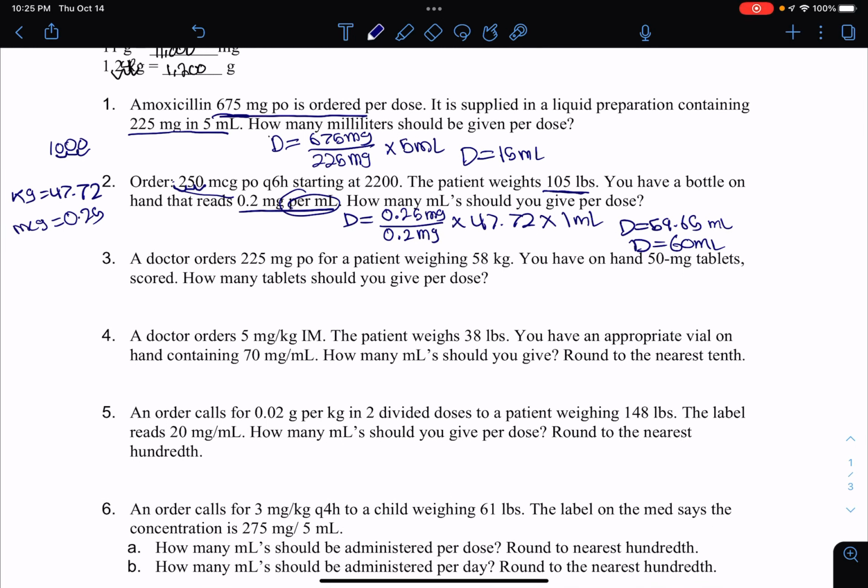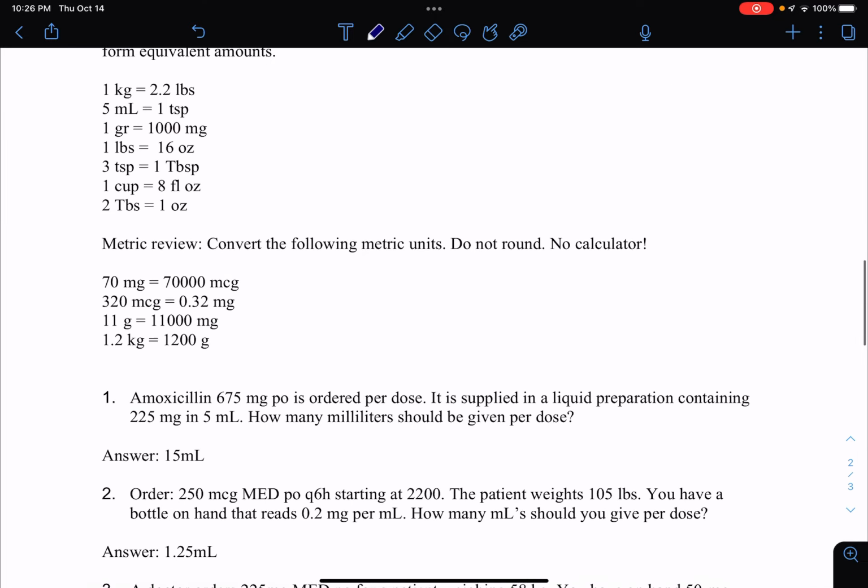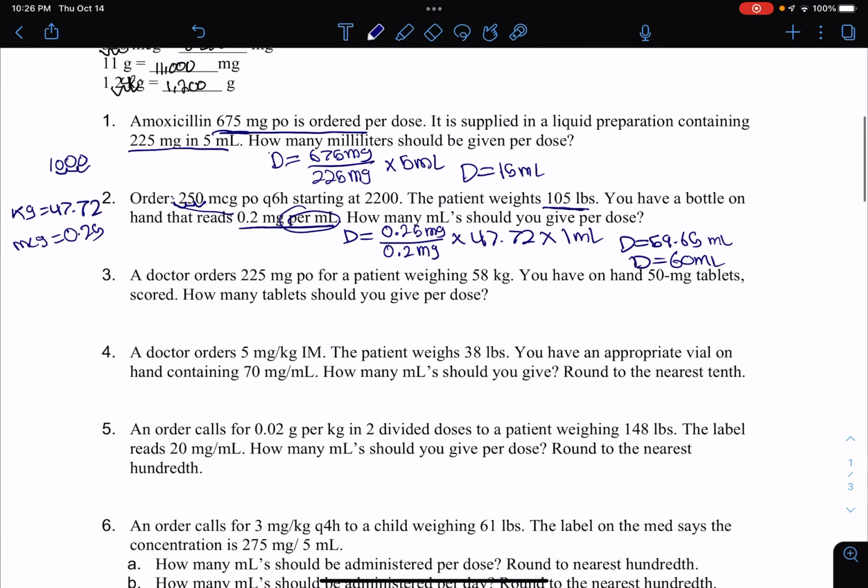A doctor orders 225 milligrams orally for a patient weighing 58 kilograms. Now it's already converted in here. Oh, wait a minute. I actually know what I did wrong for number 2. Essentially, let me double check to make sure I got that right, actually. I think I just did an extra step. 1.25. Okay, yep.